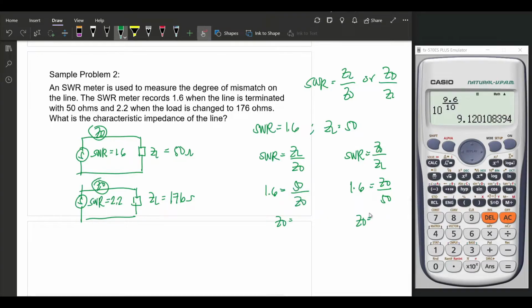So mangyari dito, 50 over 1.6. So that is 31.25. So sa pangalawa naman, multiply natin, 50 times 1.6. That is 80 ohms. Okay, next. So yan yung sa 1.6 tsaka 50 ohms. So try naman natin yung 176 tsaka yung 2.2.